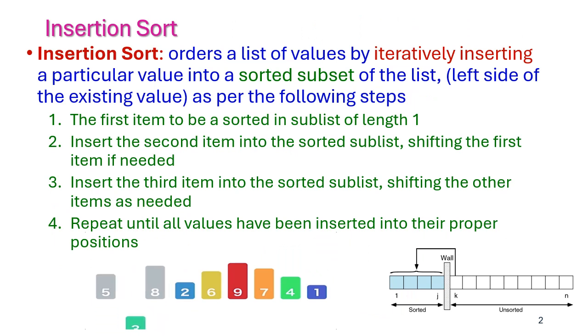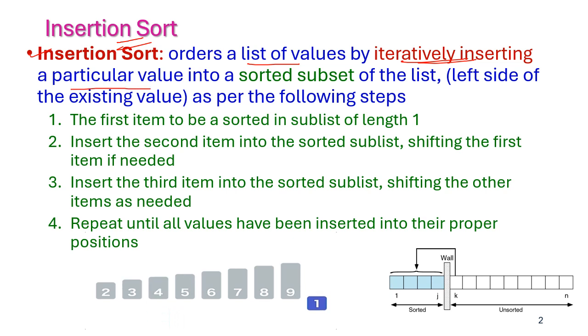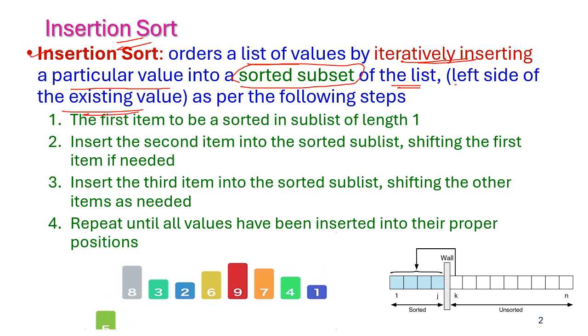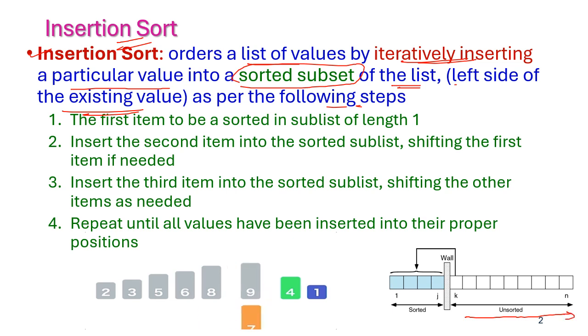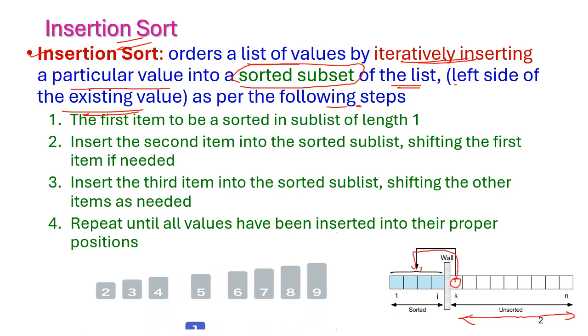First, let us see the definition of insertion sort. The insertion sort is used to order the list of values iteratively, inserting a particular value into the sorted subset of the list, that is left side of existing value as per the following step. Initially we have a list of unsorted data values. At every iteration, the first value will be inserted into the right position. Hence, at every iteration, the sorted array will get incremented by 1 and the unsorted array will be decremented by 1.